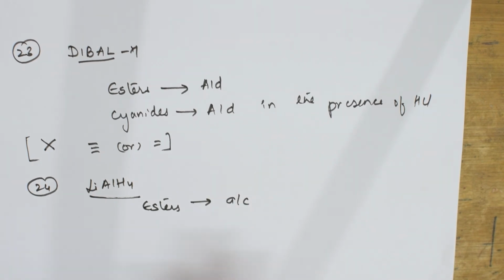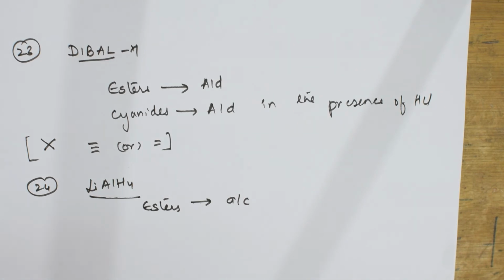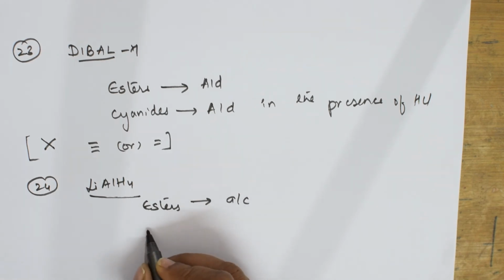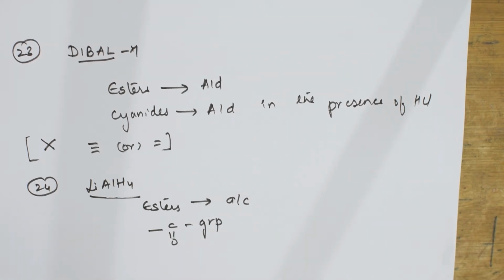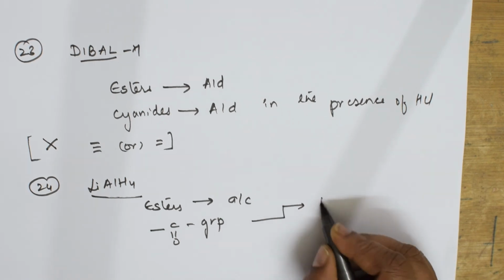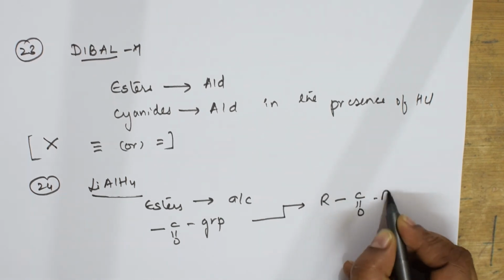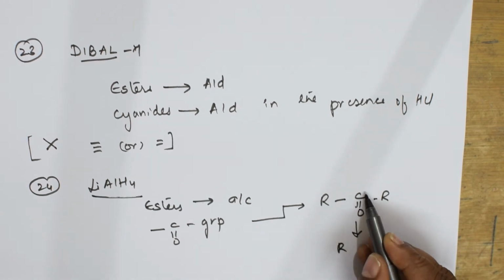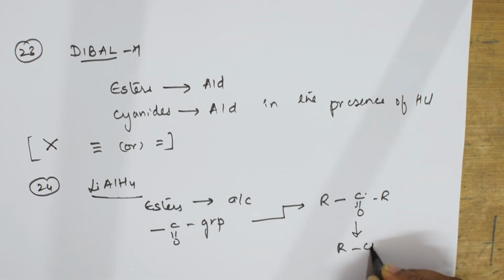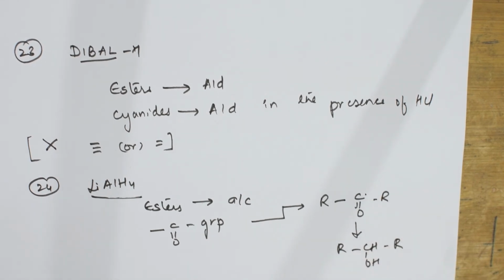It's going to reduce all types of groups which have a C double bond O. Remember, whenever lithium aluminium hydride is present, it's going to reduce compounds which have a C double bond O group. What are the C double bond O groups? Basically R, C double bond O, R. This will get converted: this bond is going to break, one hydrogen will add here, one more hydrogen will add here, giving R, CH, OH, R, like that.